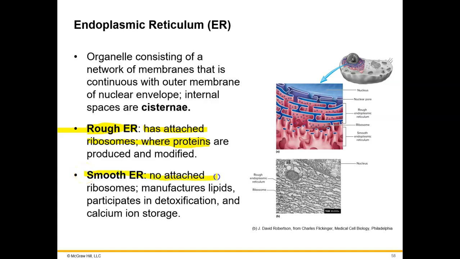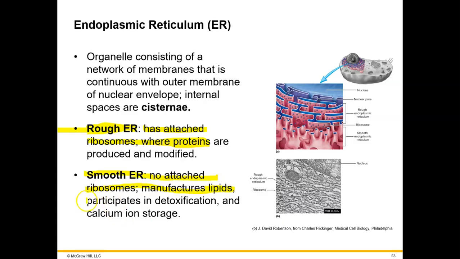does not have attached ribosomes, so it's smooth. And it's going to manufacture lipids. I always remember this because lipids are fats and oils, and if you feel fats and oils in your fingers, they're going to feel smooth. So I always remember it that way.